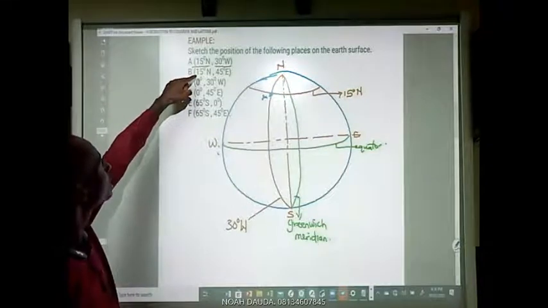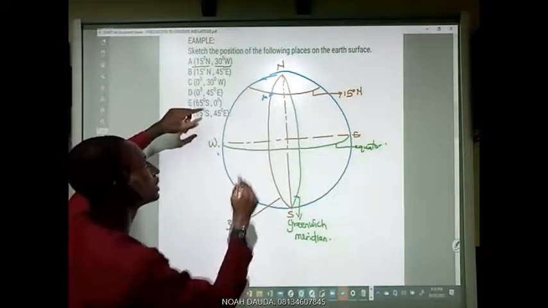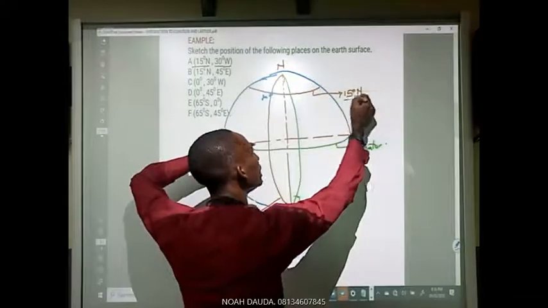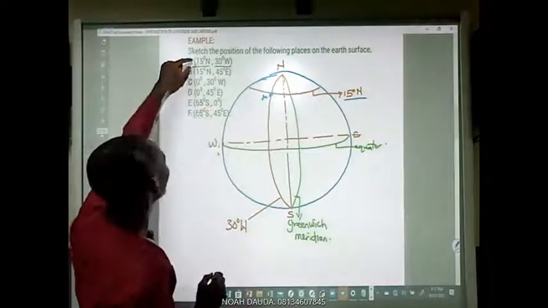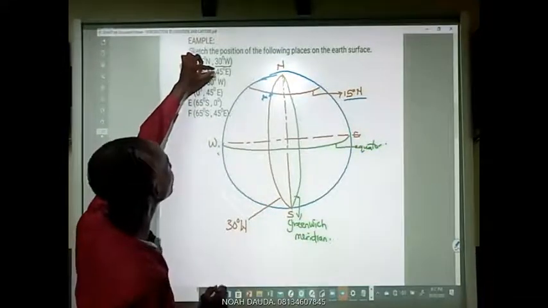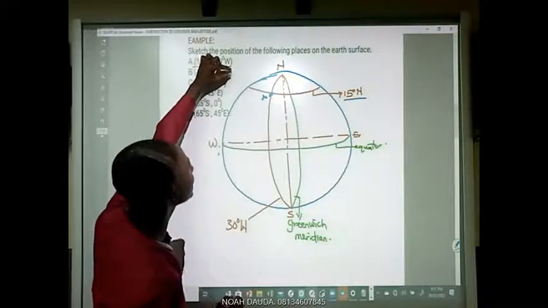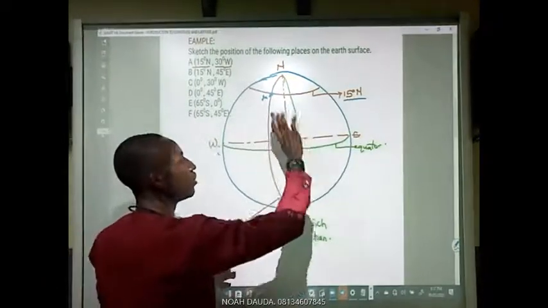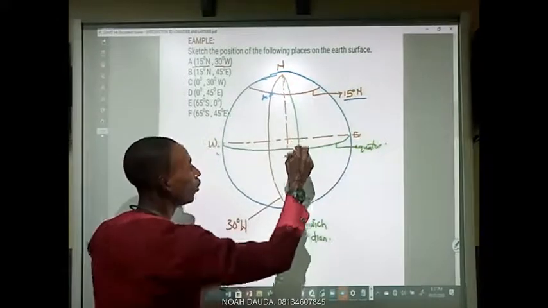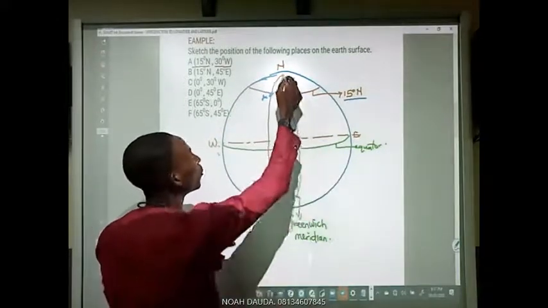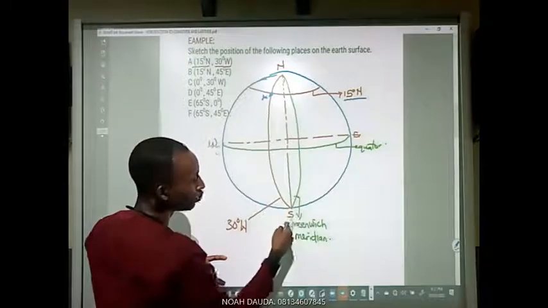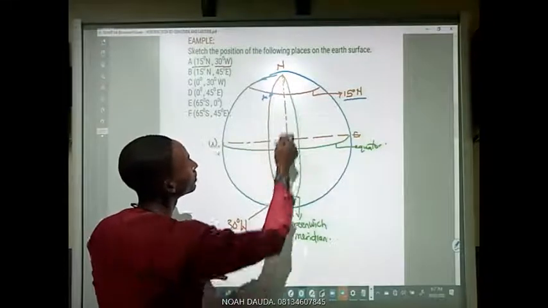You move on to the next one. The next one says 15 degree north. Fantastic. I don't need to draw this again because we have done that before. Then move to the next one, 15 degree, 45 degree east. Your east region falls here. So all you just need to do is to draw your line after your Greenwich meridian.